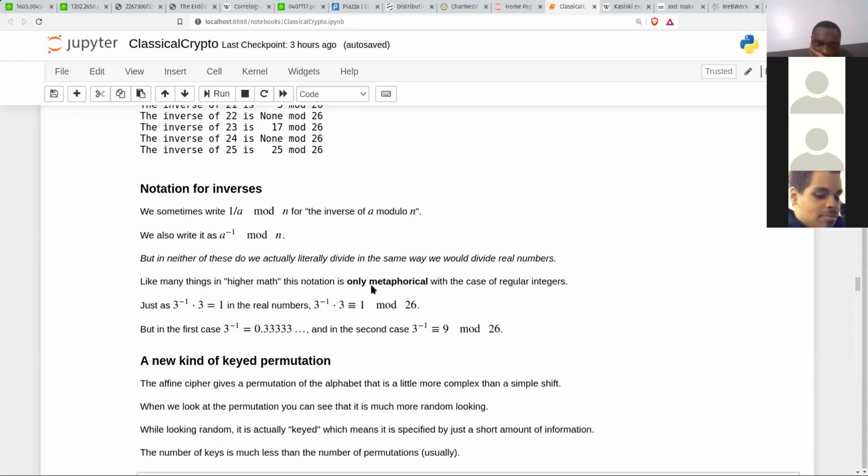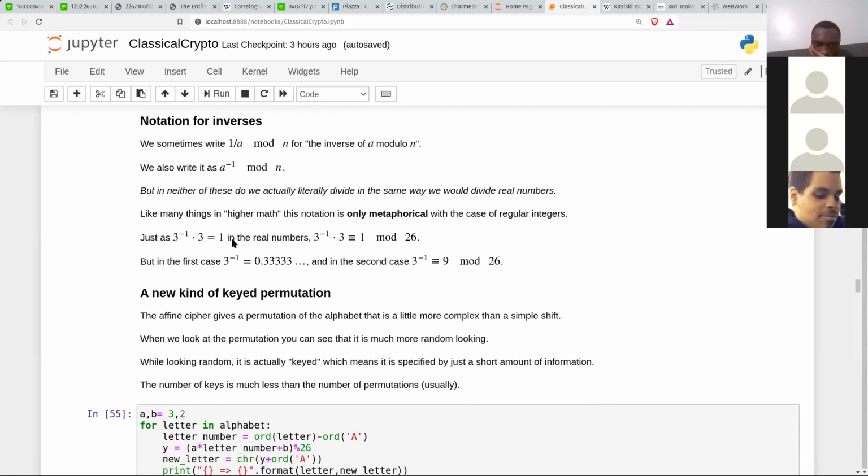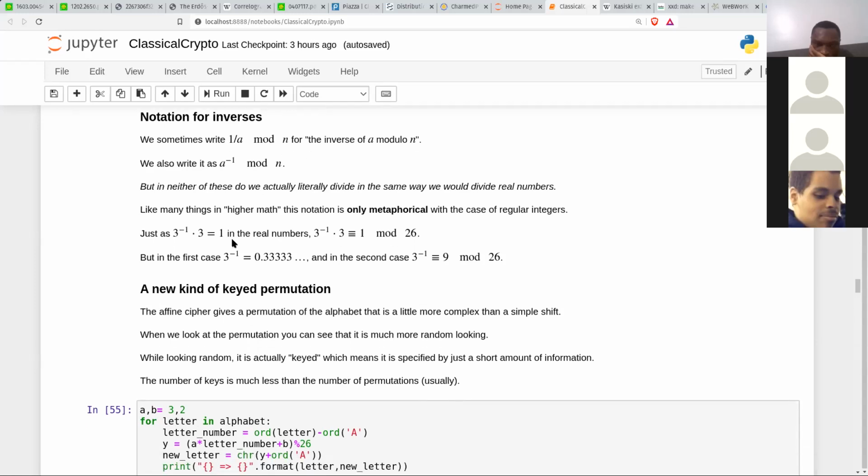It's just a metaphor. Often in higher math, you use notation that is sort of a metaphor for what happened in the case that you're more familiar with. So this is sort of like reciprocation, but it's not literally reciprocation. It just works the same way in equations. You can use reciprocals to cancel things out in normal algebra, and you can use inverses to cancel things out when you're doing group theory, which is what this stuff is the beginning of. Okay.